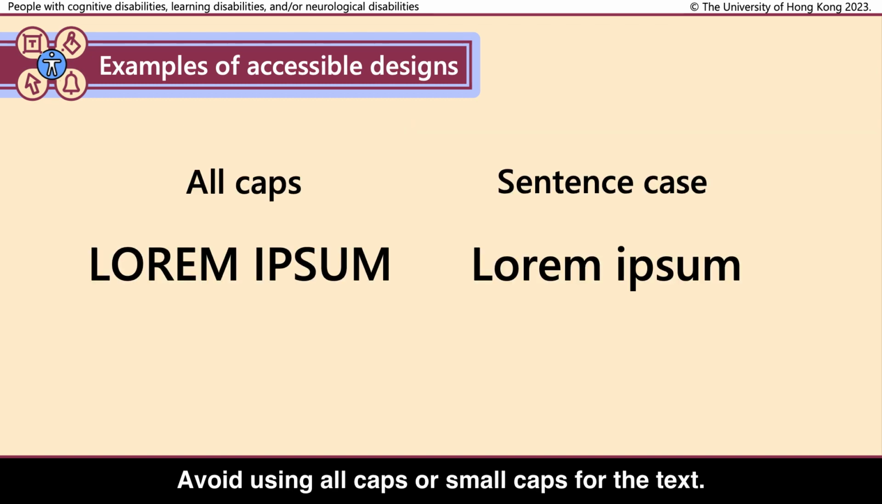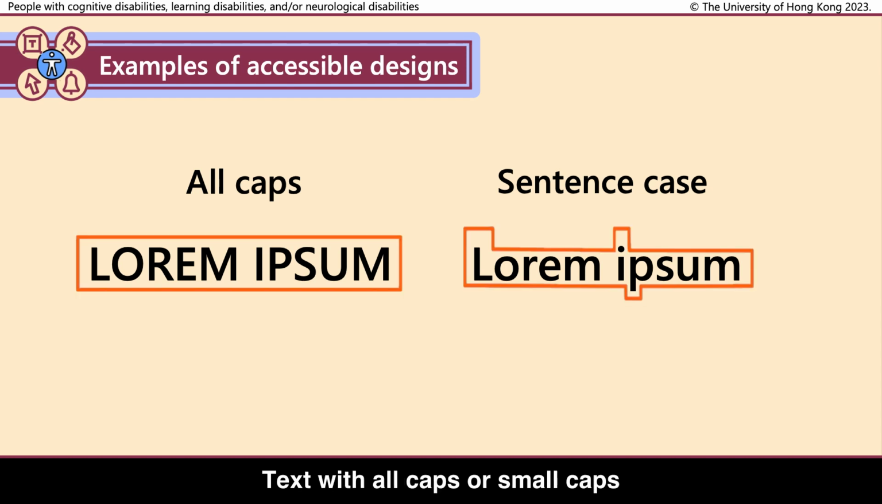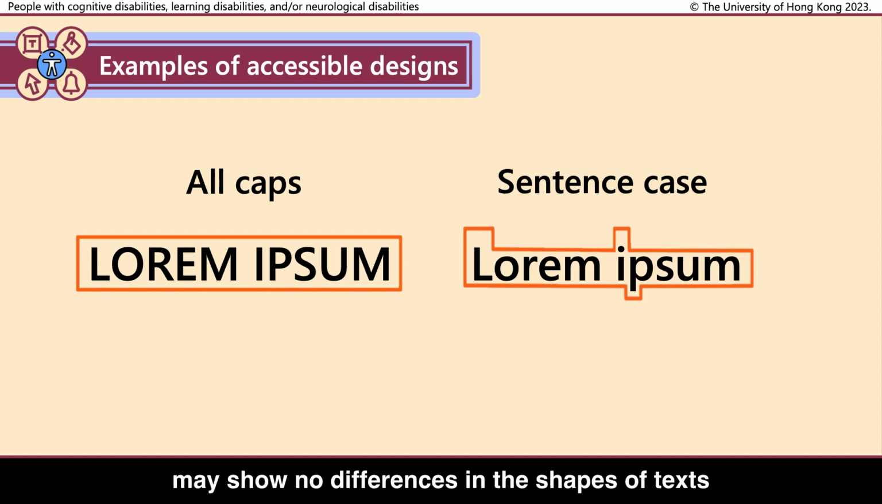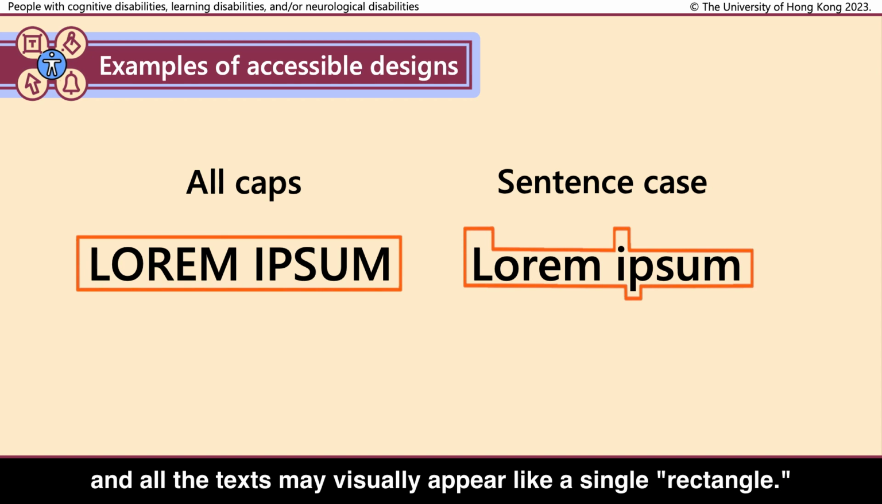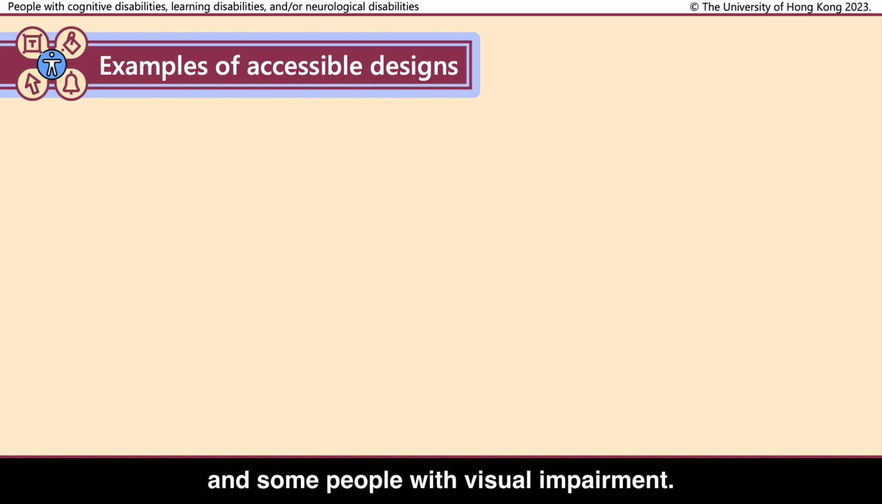Avoid using all caps or small caps for the text. Capitalizing all text is difficult for most people to read. Text with all caps or small caps may show no differences in the shapes of texts, and all the texts may visually appear like a single rectangle. It would particularly create barriers to some people with reading disabilities and some people with visual impairment.